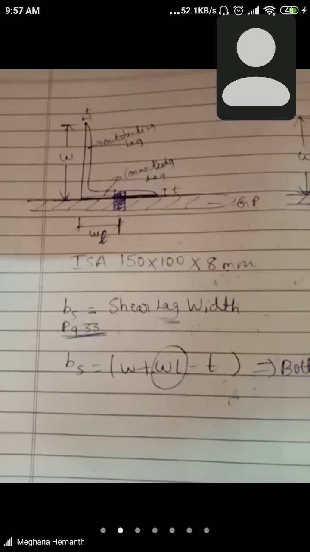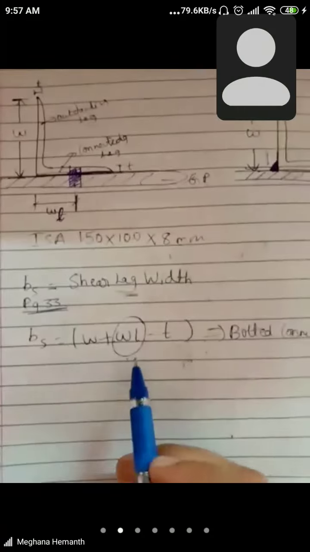Why? Because the wl term we get only for a bolted connection. What is it? wl is nothing but the distance from the center of your bolt to the edge of one leg. From the center of the bolt till the edge of one leg, it is your distance. So that is why this is a formula for your bolted connection.